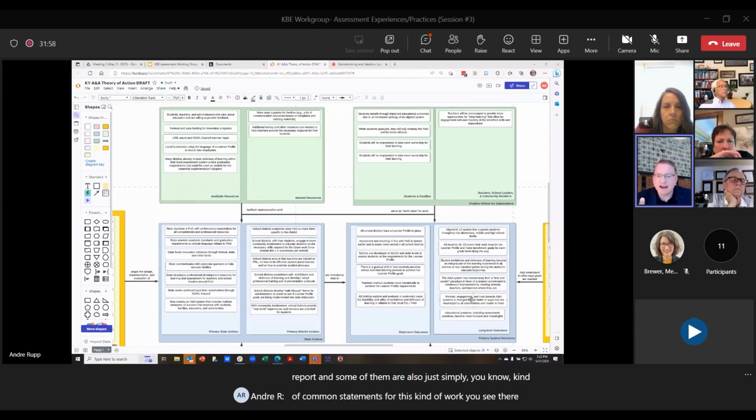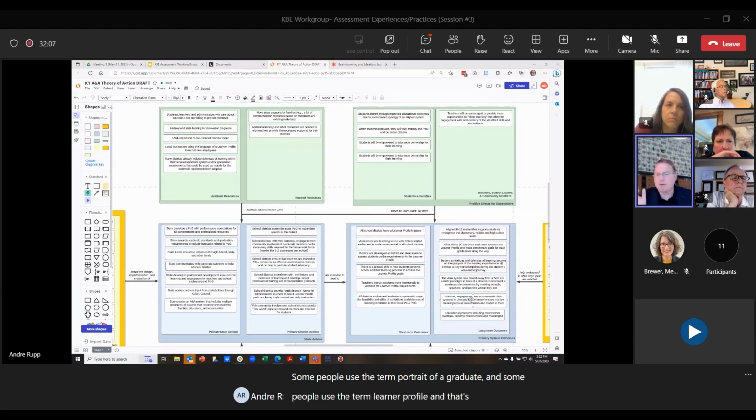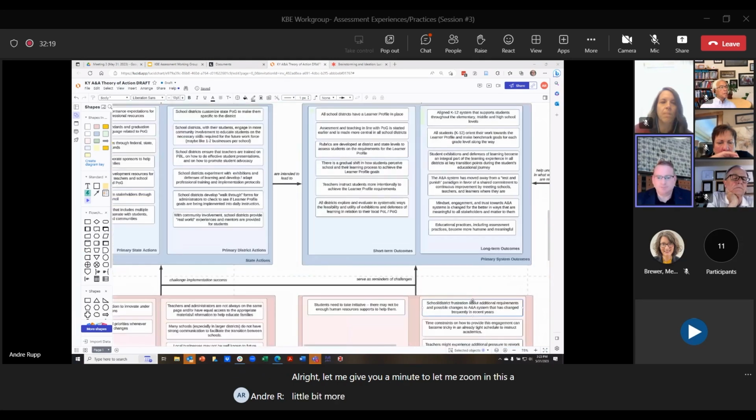You'll see there's a slight language difference. Some people use the term portrait of a graduate, and some people use the term learner profile, and that's totally fine. For today, I think we're going to treat them interchangeably, even though they do connote different things. All right, let me give you a minute. Let me zoom in on this a little bit more.